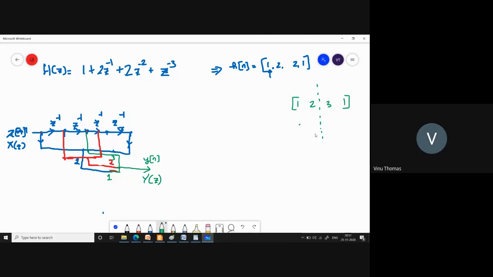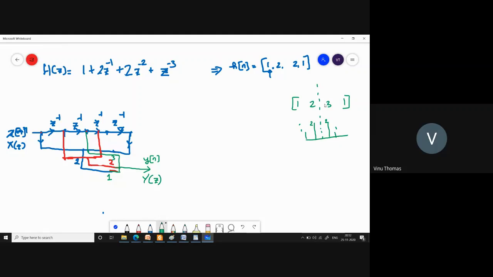What do you mean by symmetry? So if you have 1 and 2 here, the symmetric filter should be having this. Oh, symmetric, sir. No, because it's 3. No, it's not symmetric. It's an anti-symmetric.